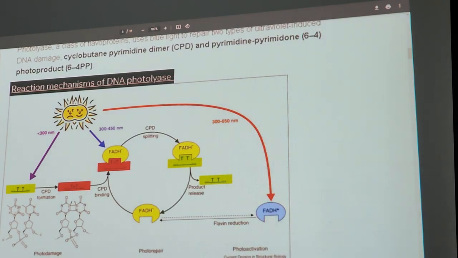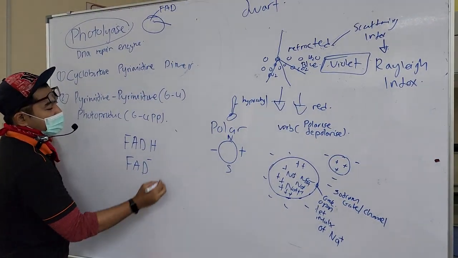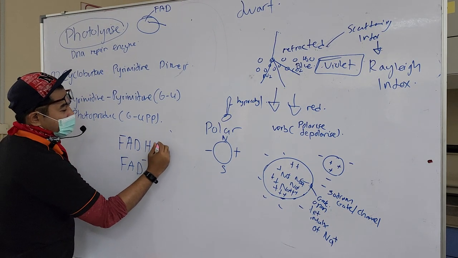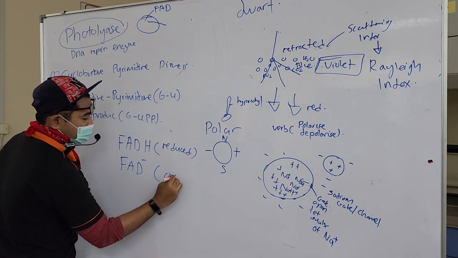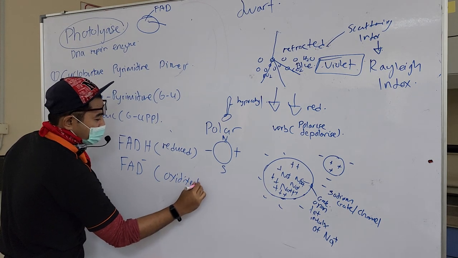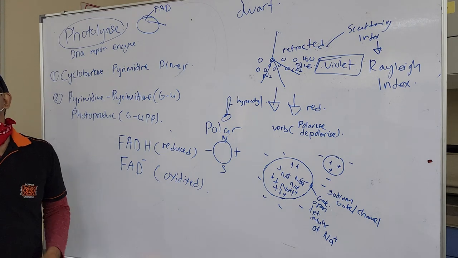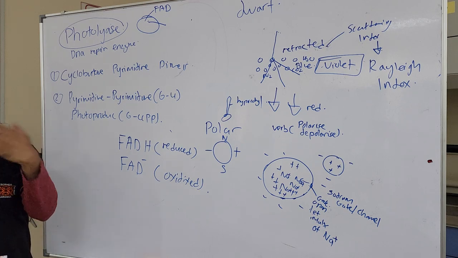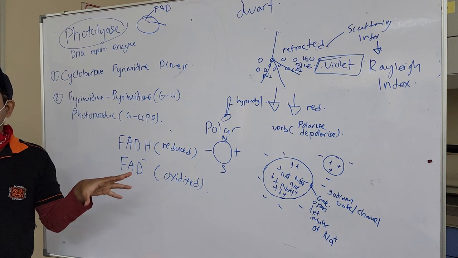I should mention this. There are two forms: FADH and FAD minus. This is called flavin adenine dinucleotide, reduced form, oxidized form. Reduced form means that it has an extra electron to donate. Oxidized form means that something has been taken from it, the electron. It's lacking an electron now. Now it wants to steal.